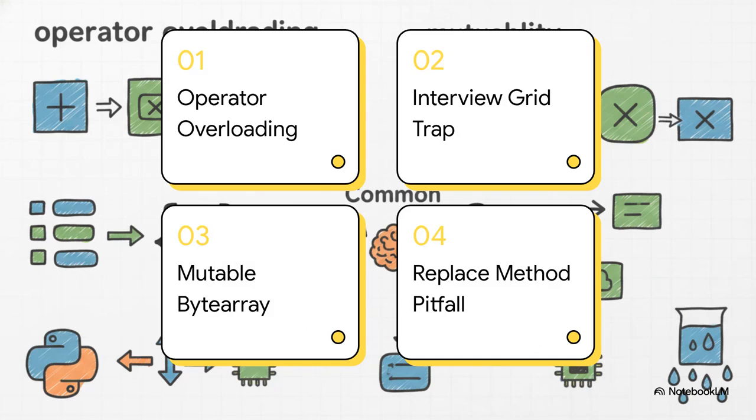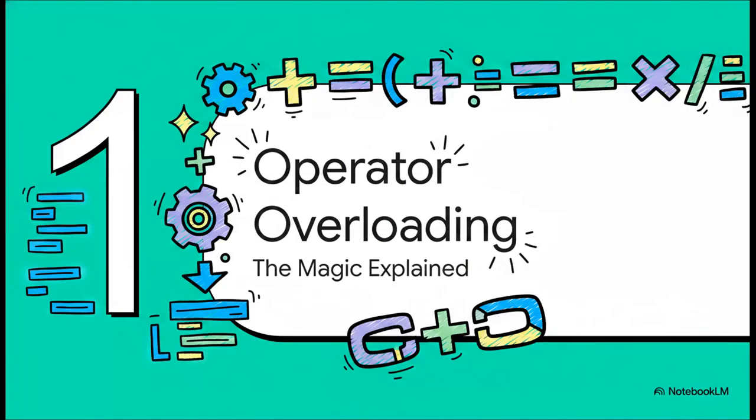Here's the game plan for today. First up, we've got the magic of operator overloading. Then we'll tackle the Python interview grid trap. After that, we're looking at mutable binary with bytearray, and we'll wrap up with the replace method pitfall. Let's get into it. Starting us off, Section 1, the magic of operator overloading.